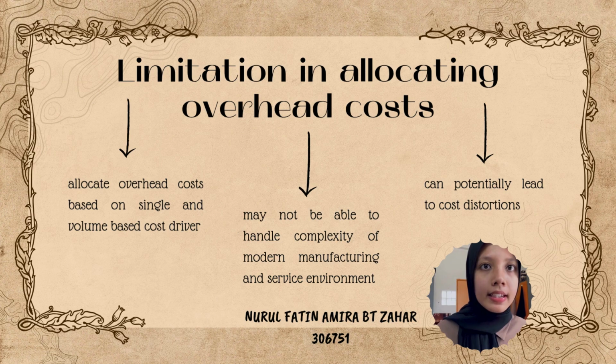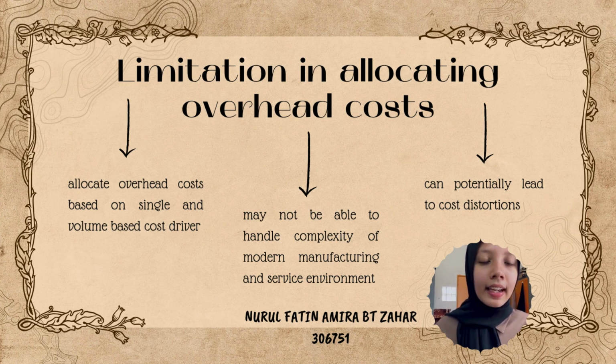Traditional costing methods have limitations such as lack of accuracy, inability to handle complexity, and potential for cost distortion. Traditional costing methods such as absorption costing and job order costing have been widely used for many years. However, they have several limitations that can affect the accuracy and usefulness of the cost information that they provide. One of the main limitations is that they often allocate overhead costs based on a single volume-based cost driver such as direct labor hours or machine hours.